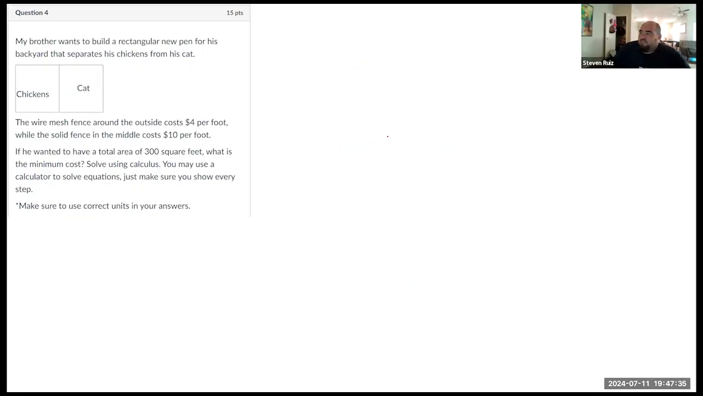So I have this side-by-side rectangular pen I want to build. Let's start by representing the lengths of this pen in terms of variables. I'm going to call all the horizontal members x, all the vertical sides y. So what is it that we know about this pen? The wire mesh around the outside costs $4 per foot, while the solid fence in the middle costs $10 per foot. So we're going to build a cost function, and that cost function is going to be built on lengths.